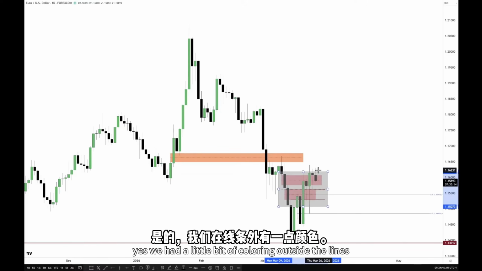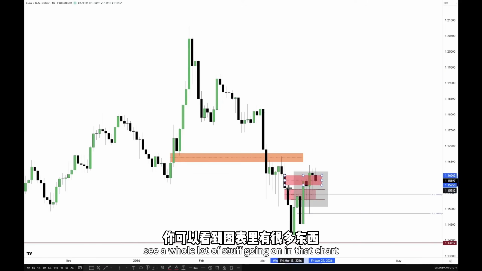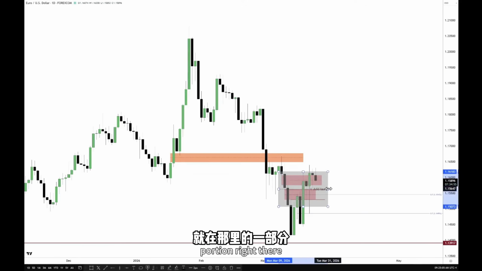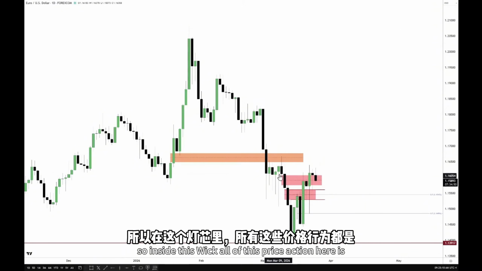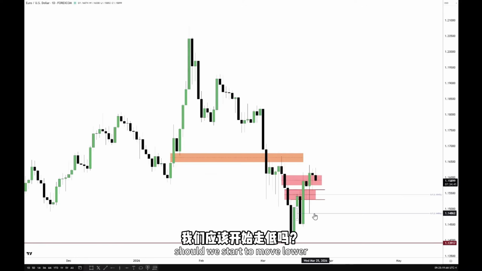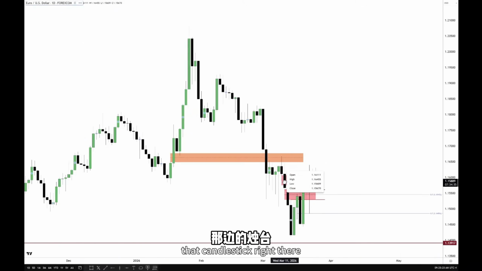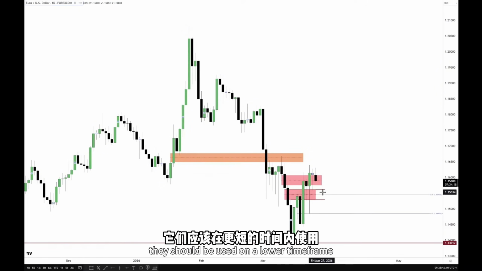Yes, we had a little bit of coloring outside the lines, but what we're looking for is a willingness to see this gap right here. See, got a whole lot of stuff going on in that chart portion right there, but it's basically all inside of this wick. So inside this wick, all of this price action in here is permissible, okay, which is what makes it difficult. But should we start to move lower, these levels with this imbalance here, that candlestick right there, that one, and then this one there, those two imbalances, SIBIs, sell side imbalance, buy side inefficiency, they should be used on the lower time frame.